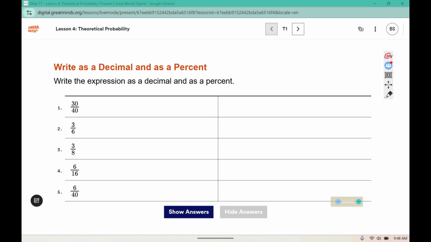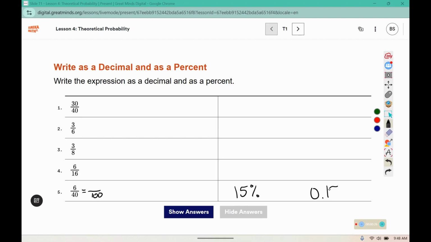Write the expression as a decimal and as a percent. If we cross multiply and divide, 6 times 100 divided by 40 is 15%, which can be written as 0.15 in decimal form.